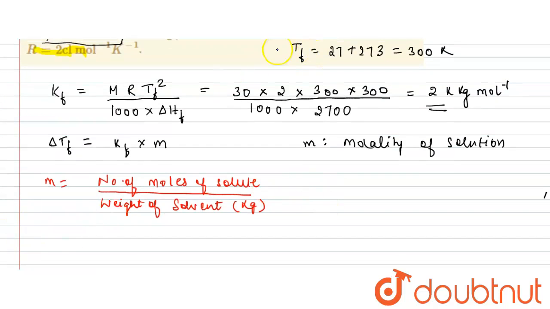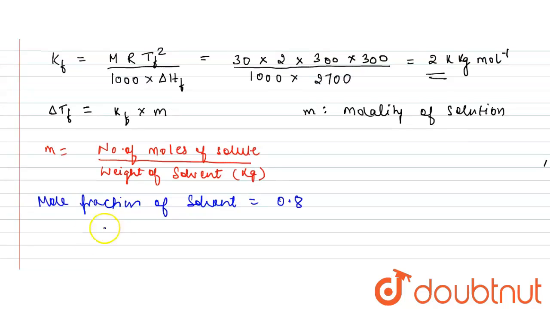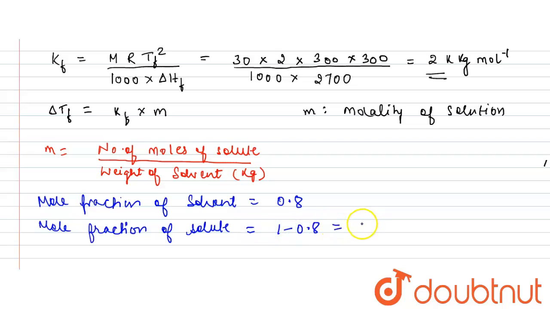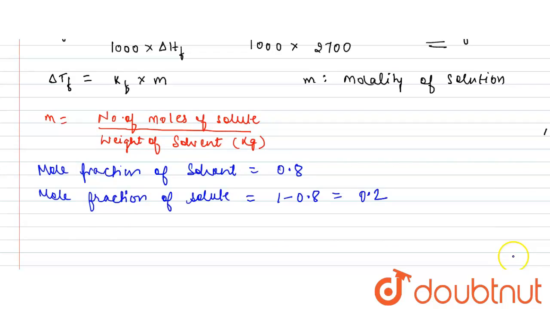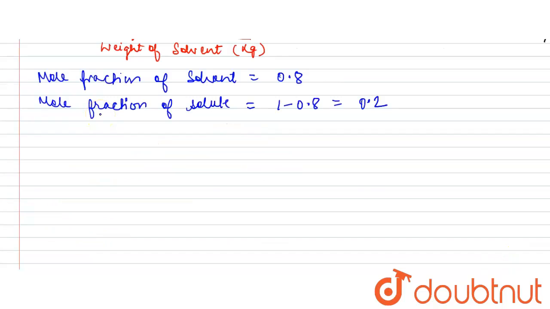Now what is given to us? We have been given that the mole fraction of solvent is 0.8. So if the mole fraction of solvent is 0.8, then you can say very well that the mole fraction of solute will be equal to 1 minus 0.8, because the total mole fraction is always 1. So it is 0.2. So from here, the mole fraction of solvent is 0.8 and the mole fraction of solute is 0.2.